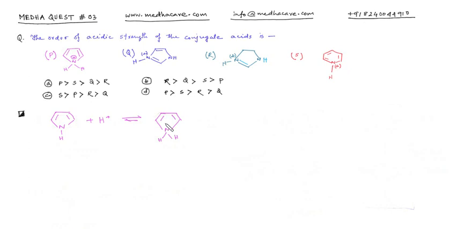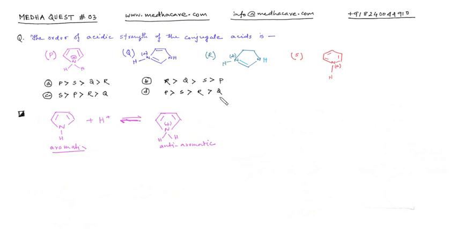Now consider this one. This compound is aromatic and this compound is anti-aromatic. If you can see, there is a 4 pi electron system, so this is an anti-aromatic system. That means this equilibrium will shift towards the left. That means this compound is less stable, so it will readily lose one of its hydrogen ions as H+. That means it will be more acidic. So the conjugate base is less stable, that means this one is more acidic.